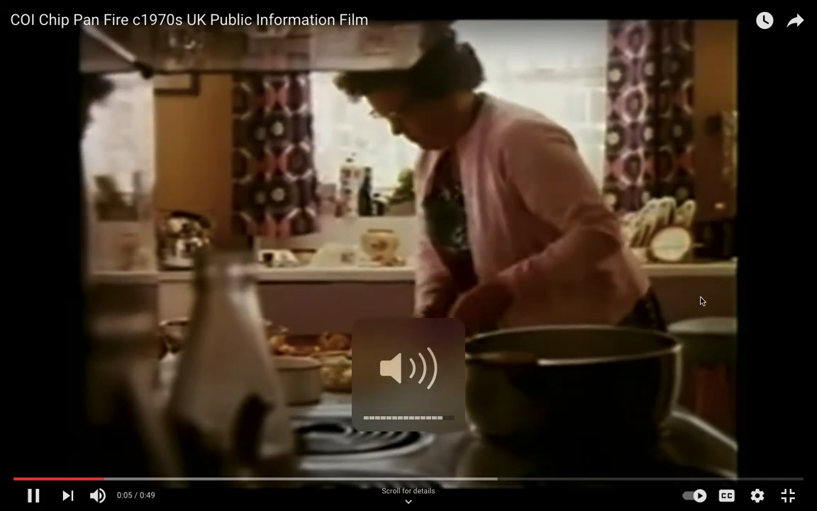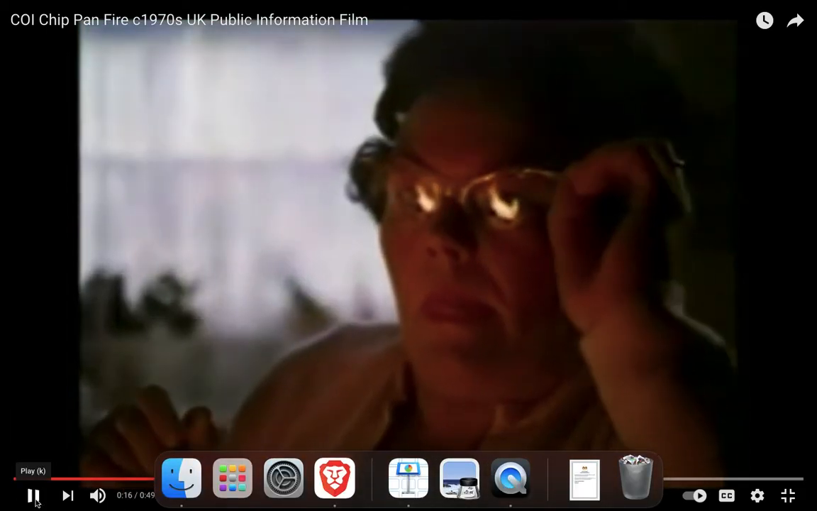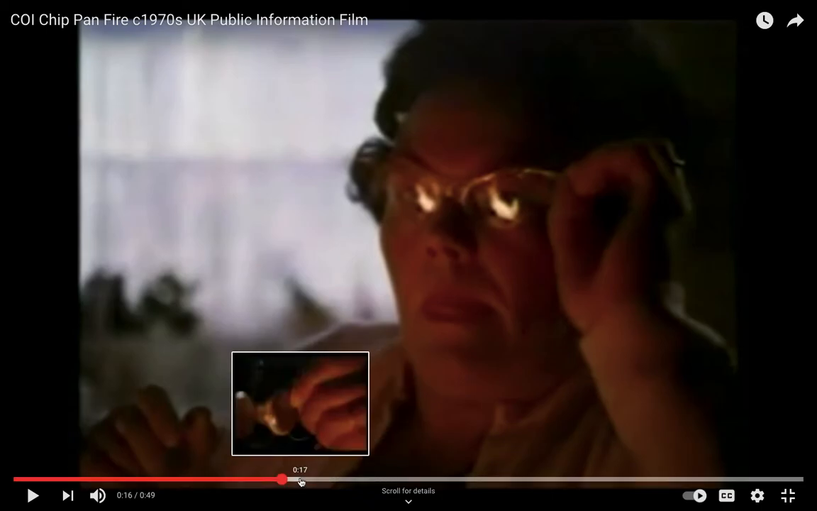A chip pan more than half full of oil or fat will bubble over when you add the chips.